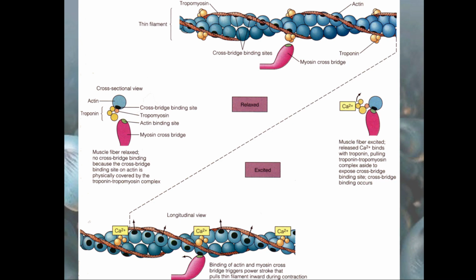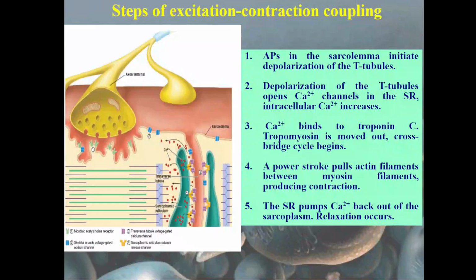And the final stage is relaxation of the muscle, which occurs when calcium ions are taken up into the sarcoplasmic reticulum, and the intracellular concentration of calcium decreases. So these are the steps of excitation-contraction coupling, which show how excitation will initiate contraction of the muscle.